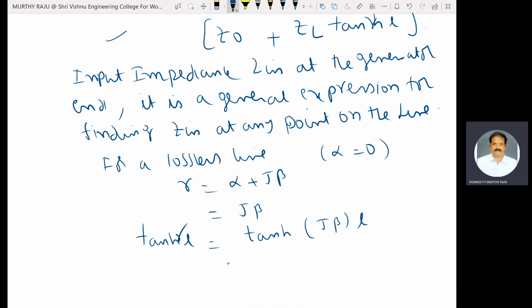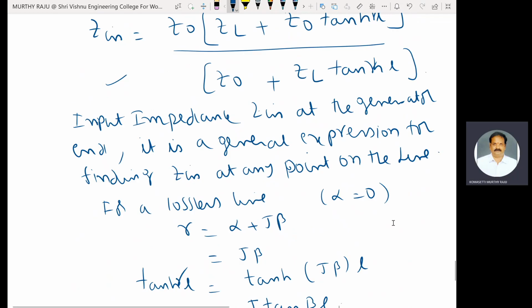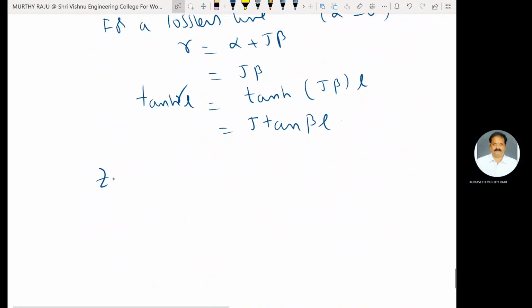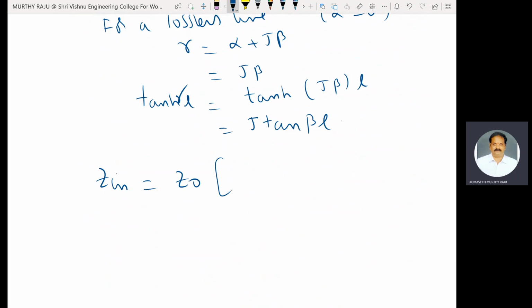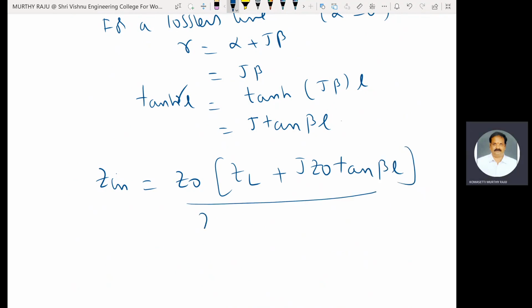Gamma is equal to j beta. That is equal to tan hyperbolic j beta L, which is j tan beta L. Therefore, Zin is equal to Z0 times ZL plus j Z0 tan beta L by Z0 plus j ZL tan beta L.